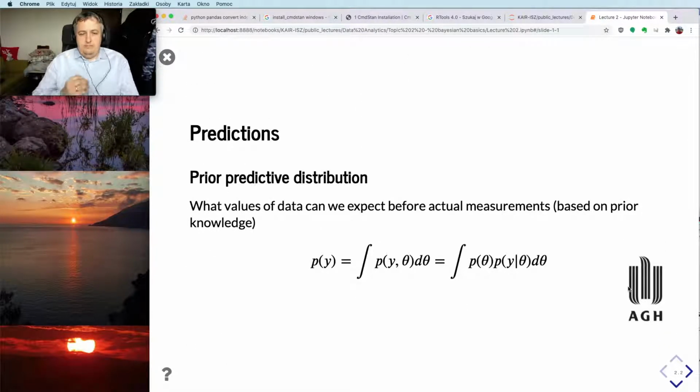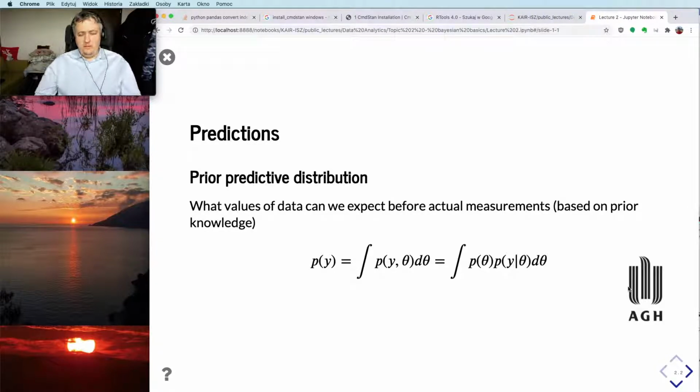So having that, we can say Bayesian statistics allows us to create predictions, because knowing the probability of certain phenomena, we can then do the computation from so-called prior predictive distributions. So we can predict how the data would behave considering our prior knowledge.